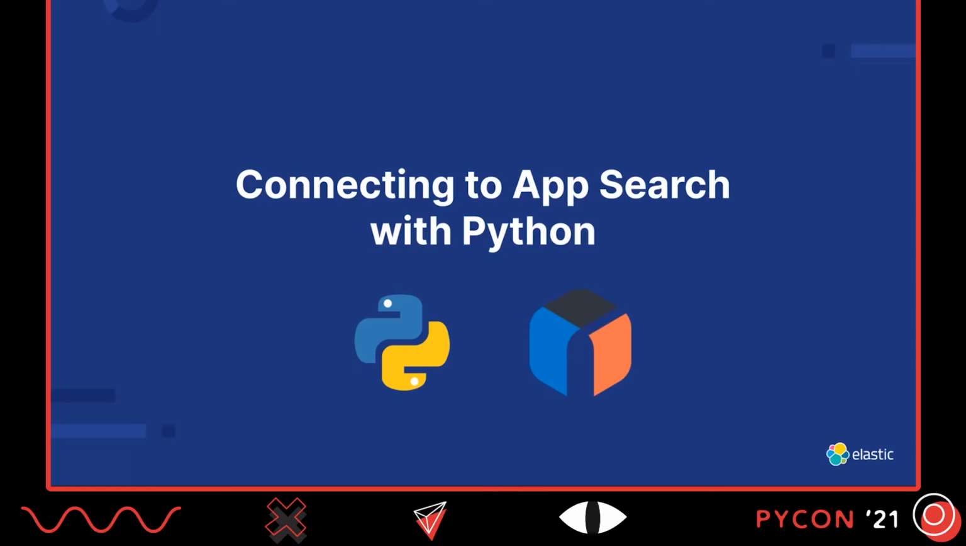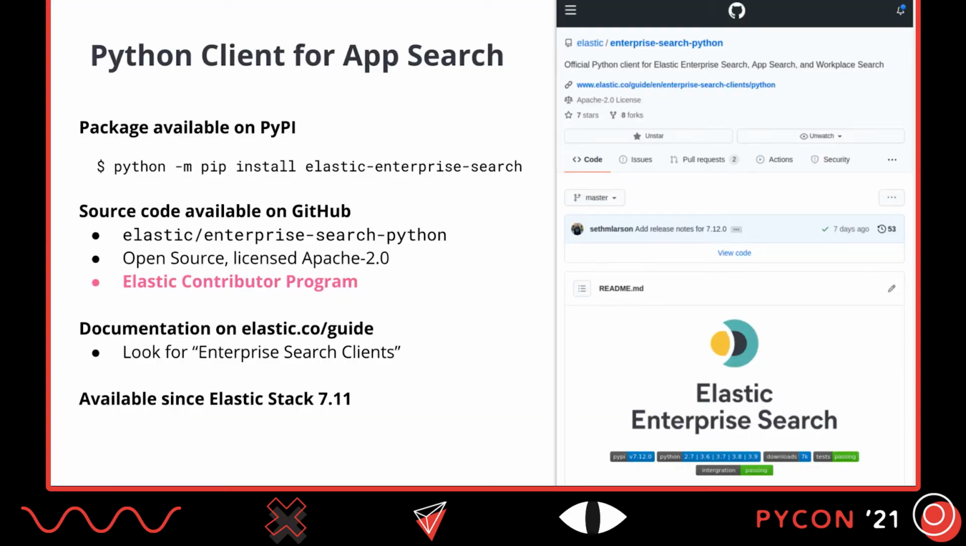All right, so we've introduced App Search a bit. Now let's talk about how we can use App Search from Python. There's a newly developed open source client for all enterprise search APIs, including both App Search and Workplace Search. The package is called Elastic Enterprise Search on the Python package index, and you can install it with pip as shown. The source code is available on GitHub, and the documentation for the client can be found on the Elastic website, elastic.co, under guides. This client was recently upgraded from beta to generally available in February with Elastic Stack 7.11.